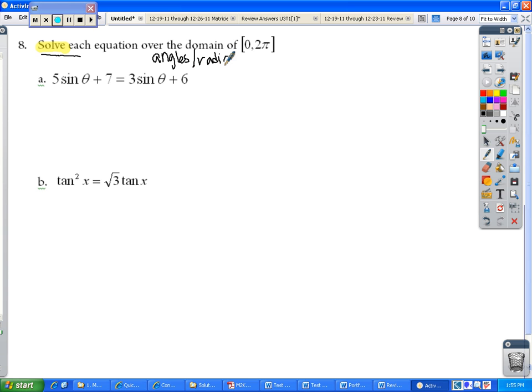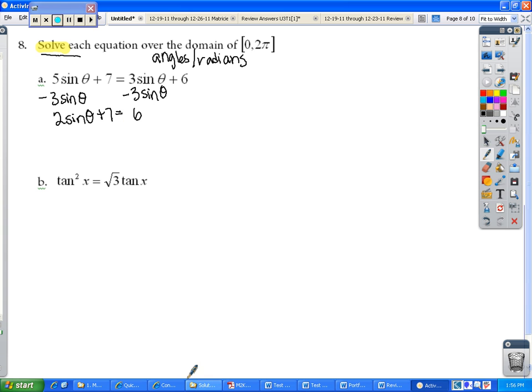Okay, those should be our answers. So for this first one, notice that I only have a sine. There's no sine squared, there's no sine cosine. That is a pretty good indication that I'm going to be getting the function on one side and the number on the other. So now I'm going to be left with 2 sine theta plus 7 equals 6.